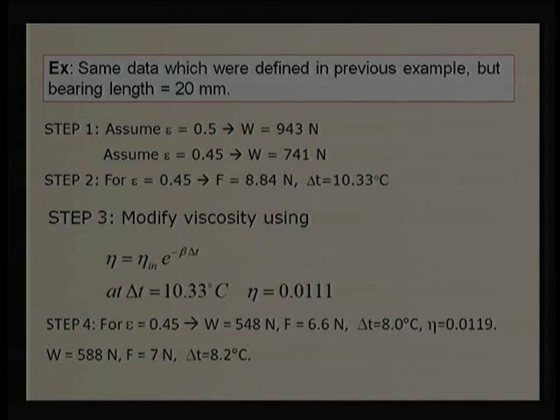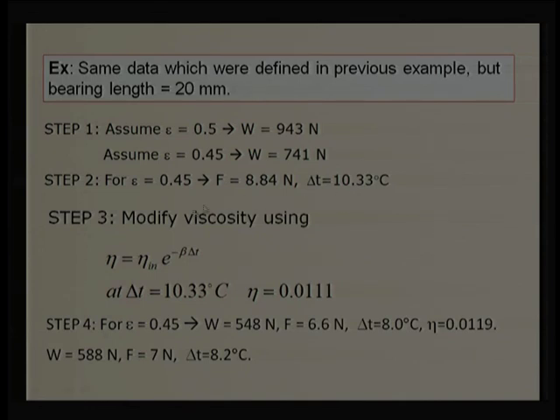So, if I assume epsilon as 0.45, we can find out the load as 740 Newton, which is more than 600. We can reduce it further, but for now we want to do a calculation. We know this 741 is at 15 millipascal second viscosity, and if we account for the temperature rise, this will be lesser than that. Maybe viscosity will be 12 or 13 millipascal second. For the time being we can assume the eccentricity initial approximation as 0.45, calculate the friction force, and the friction force calculation gives the result as 8.84 Newton. Based on that, we can find out the temperature rise, that is turning out to be 10.33 degrees centigrade.